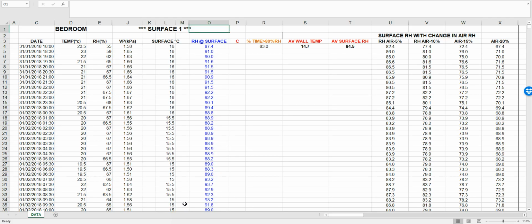So on here you can see again lots and lots of data. So we're looking at our relative humidity, the RH of the room is 55%. Relative humidity surface is 87.4. Now 80% of the time the RH was 83%. The average wall temperature is 14.7. The average surface relative humidity is 84.5. Now we can also calculate it at -5, -10, -15, -20, just to see what sort of numbers we get.